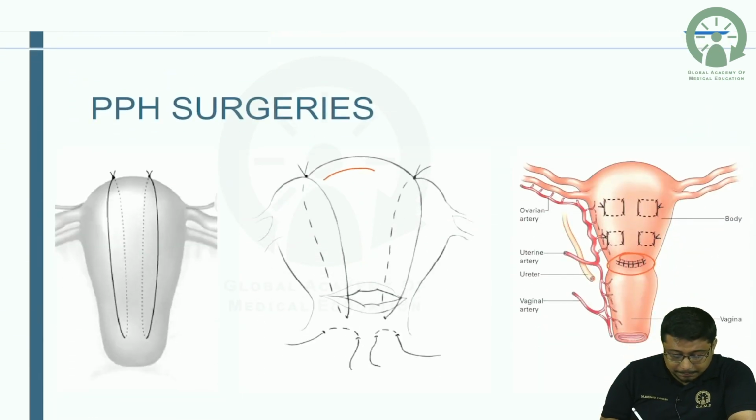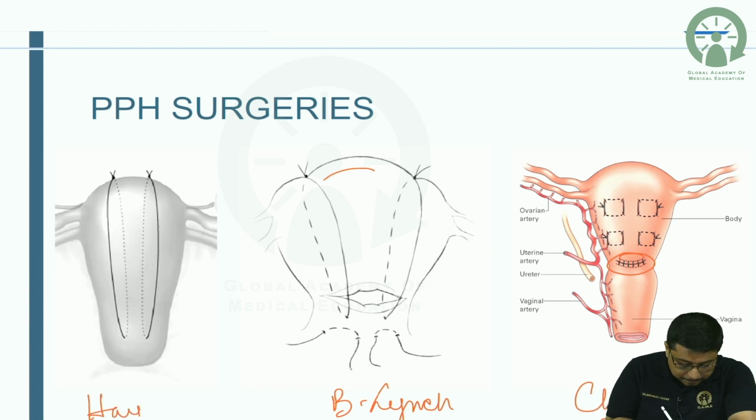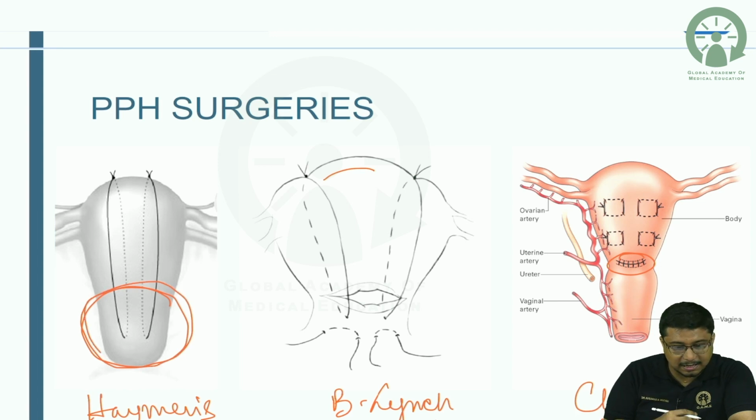Okay, these are the PPH surgeries that you should know. This is B-Lynch, this is Cho's box, and this one is Hayman's. Now remember one thing, see, in Hayman's the uterus is a closed uterus. Either the post cesarean wound is already closed like this, or it is after normal delivery.